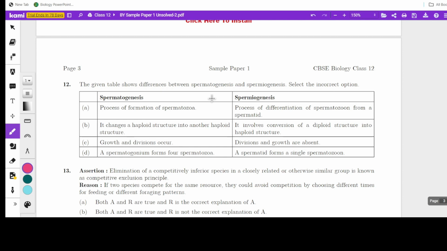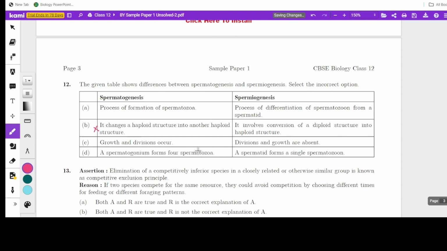Now, second point. So the first point seems right. Second point: it changes a haploid structure to another haploid structure. No, actually spermatogenesis includes the meiotic division. That is, sperm mother cells will undergo meiotic division and then form the haploid cells. Whereas in spermiogenesis, there is no conversion of haploid to diploid. Already meiosis is done, and that haploid thing is differentiated into another haploid form. So the second statement seems to be wrong. Let's see the next one.